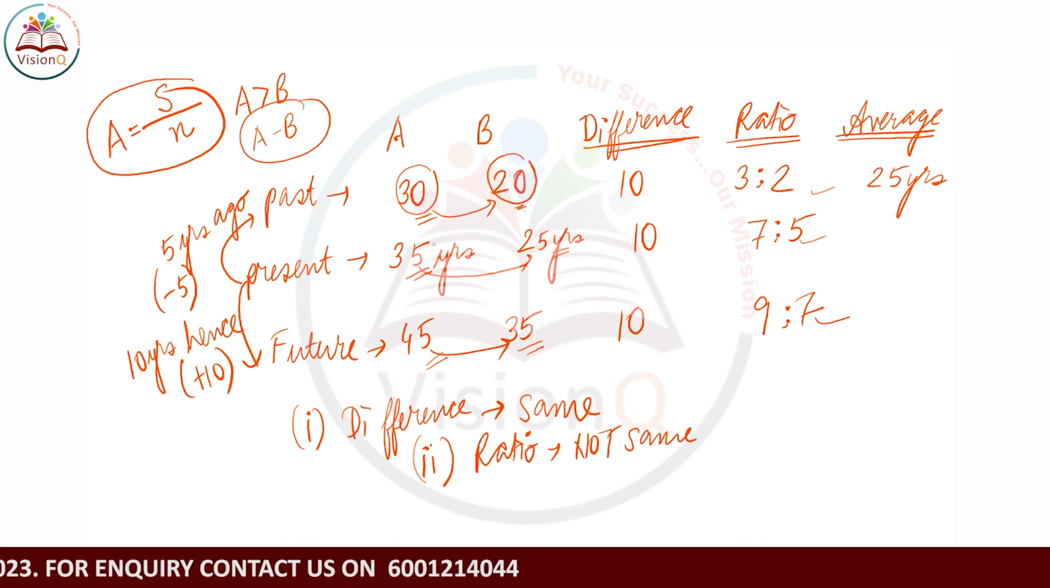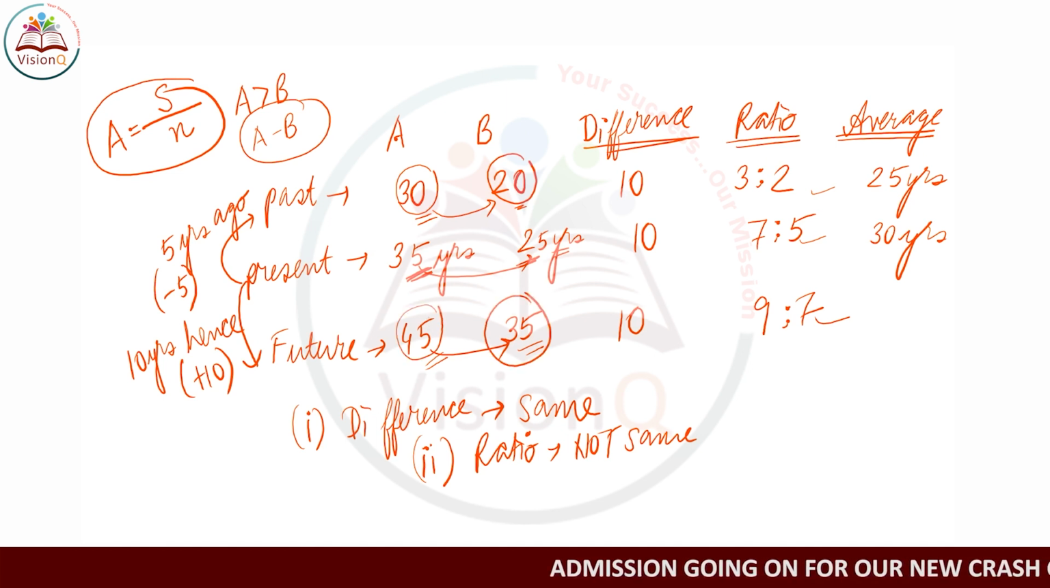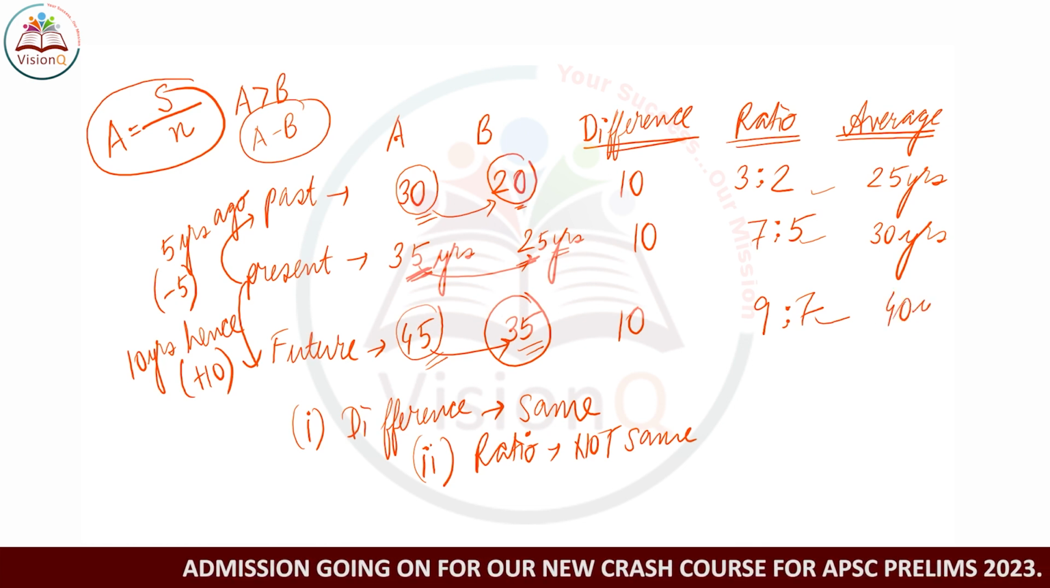If I try to find out the average of their present ages, it is how much? 35 plus 25 divided by 2. So 35 plus 25 will be 60, and 60 divided by 2 will be 30 years. And their average in the future will be 45 plus 35 divided by 2. So 45 plus 35 is 80, and 80 divided by 2 is 40 years.